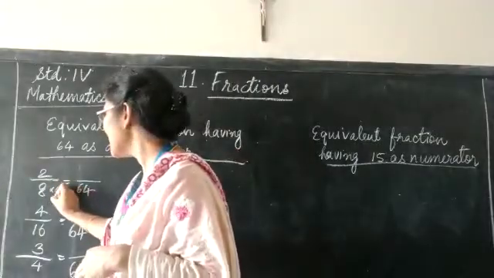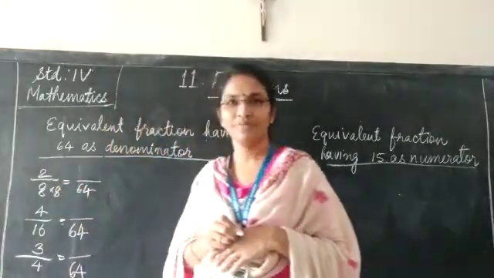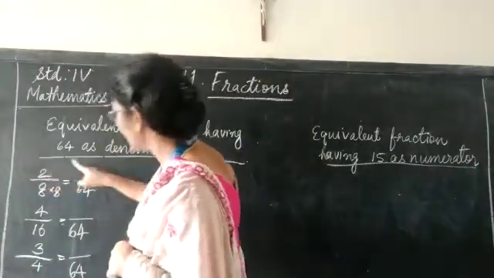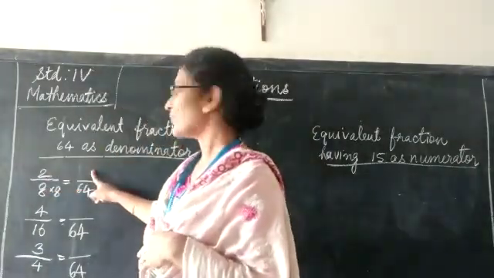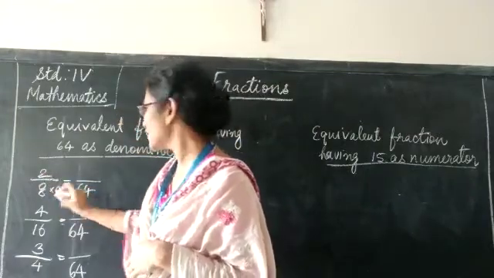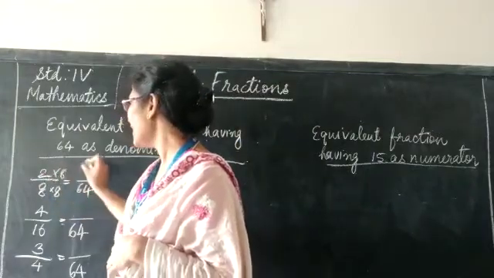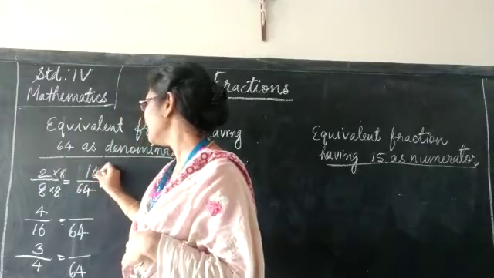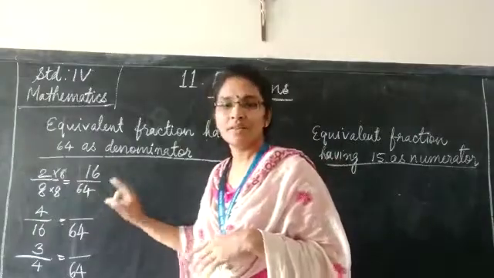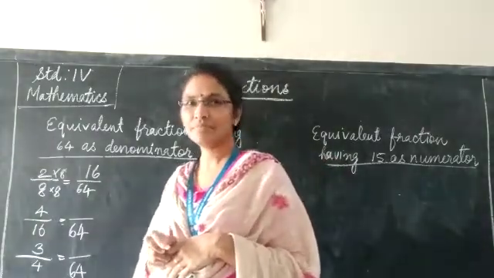8 8s are 64. Then what should we multiply with 2 to get the answer here? We have to multiply 2 with the same 8. 2 8s are 16. Your answer will be 16 by 64.